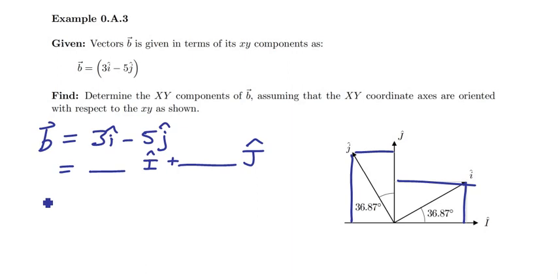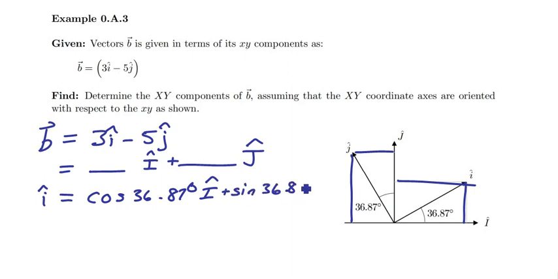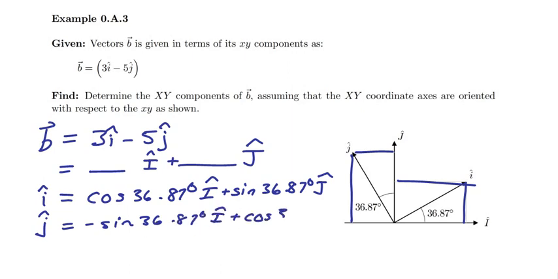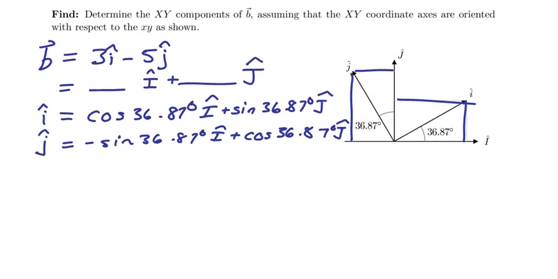So to do this, I'm going to try to express the little i, as I said, in terms of cap I and cap J, and so with this in mind, I'm going to write this as the cosine of 36.87 degrees in the cap I, plus the sine of 36.87 degrees in the cap J, and I'll note that little j is equal to minus the sine of 36.87 degrees in the cap I, plus the cosine of 36.87 degrees in the cap J.